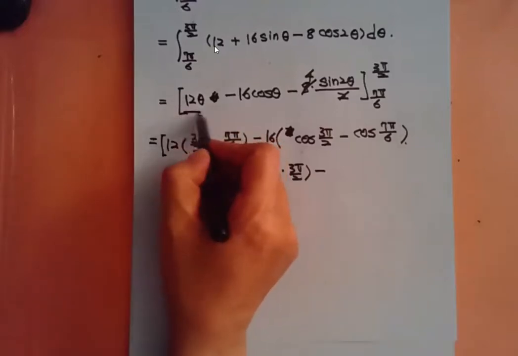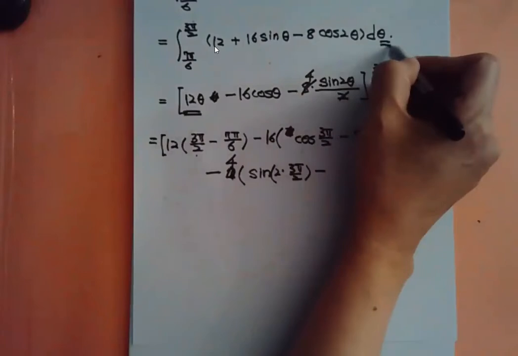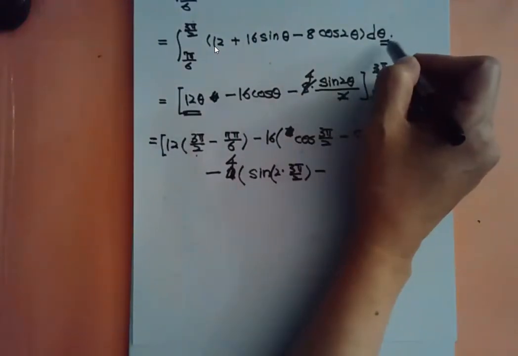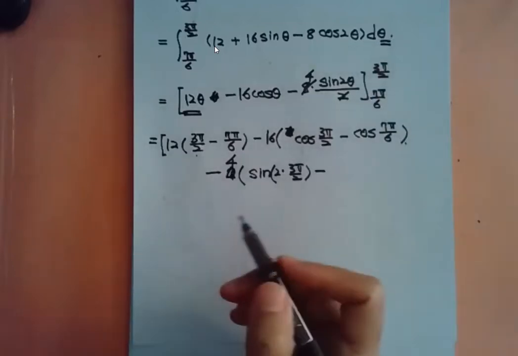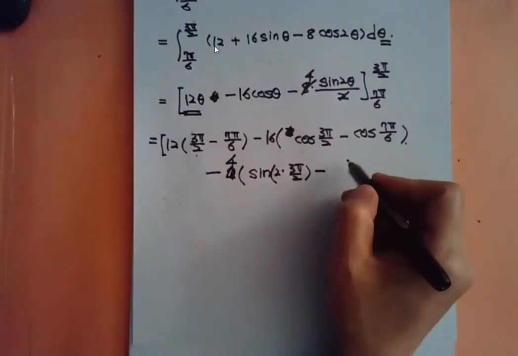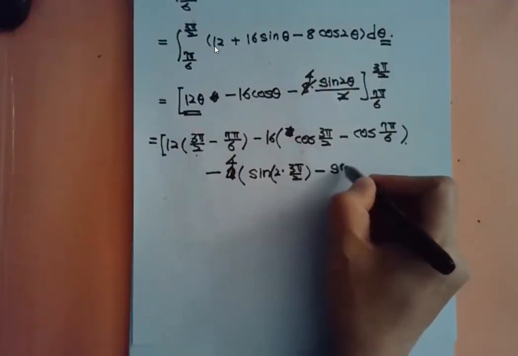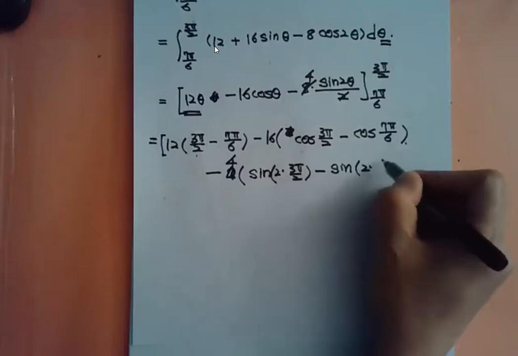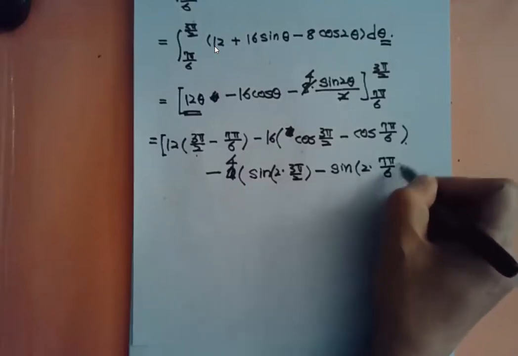This theta came from this one. We integrate with respect to theta. If we do it like with respect to x, then that is 12x, right? Yeah. And then sine of 2 times 7 pi over 6.